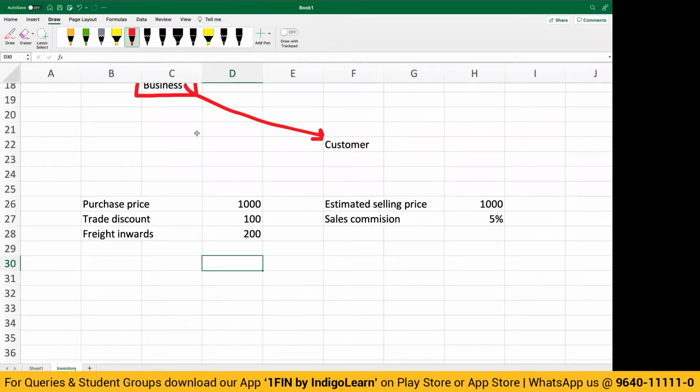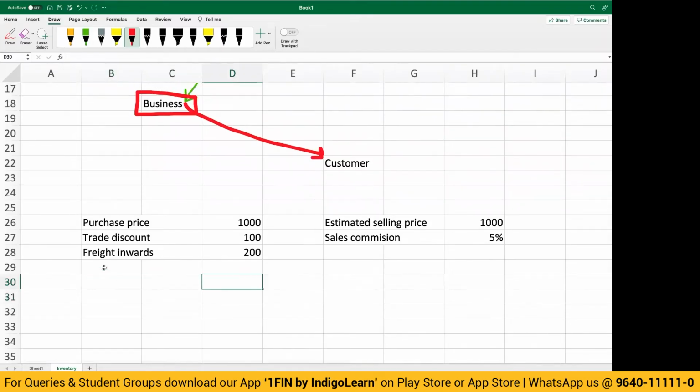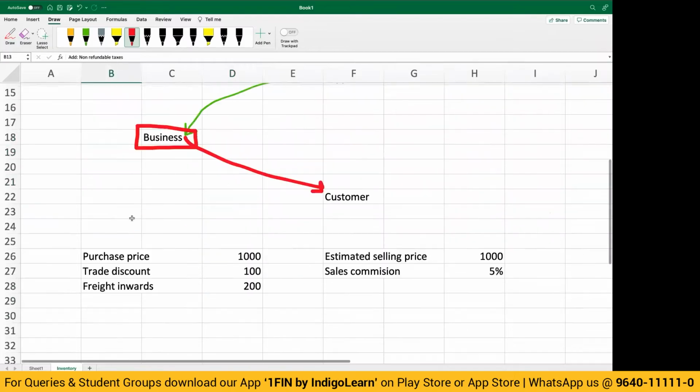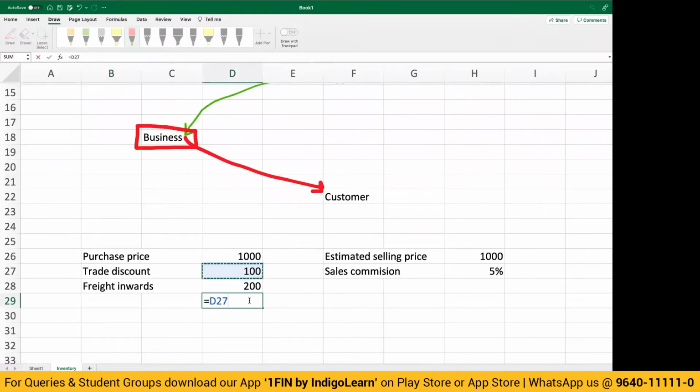Good. Cost 1100. Whenever we say cost, as I just mentioned, it is purchase price less discounts plus transport and non-refundable taxes. So purchase price 1000 less discount plus freight inwards gives 1100. So trade discount reduces, freight inwards adds. Sir, but when we record it, wouldn't we account for trade discount and then record the price, sir?